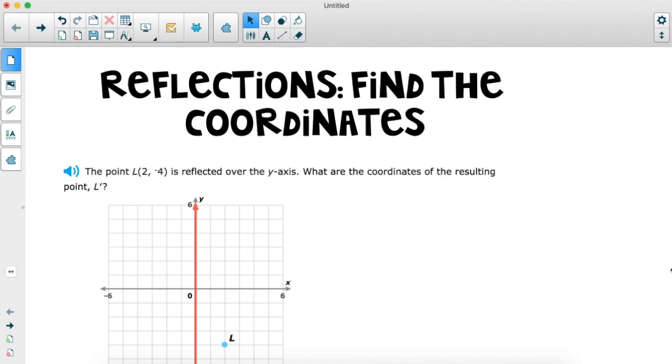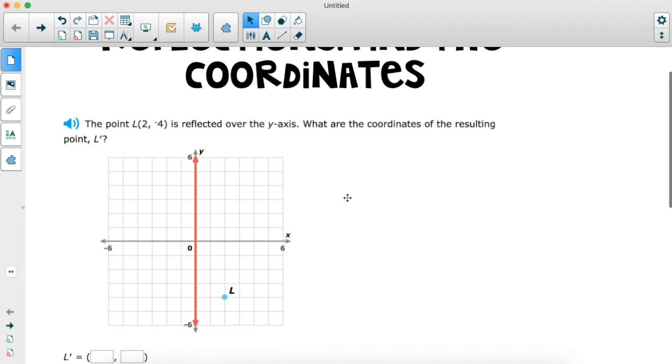Today we're going to talk about reflections and how to find the coordinates. So here is an example of a coordinate plane. The question says the point L at 2, -4 is reflected over the y-axis. What are the coordinates of the resulting point L prime?